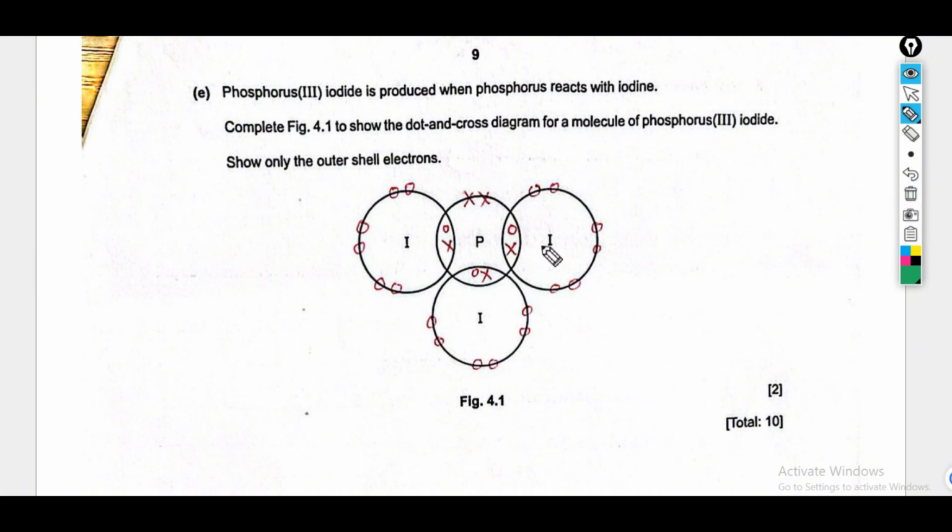Now iodine is group 7, so it has 7 electrons in its outer shell. If it gives 1 electron here, then 2, 4, 6 are the remaining non-bonding electrons, lone pairs. Every iodine has 2, 4, 6 non-bonding electrons.